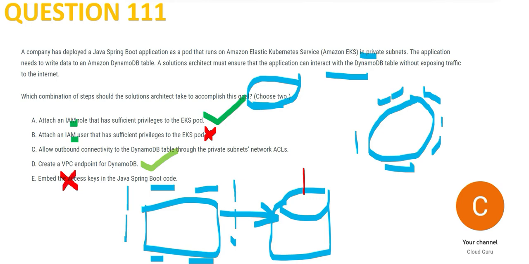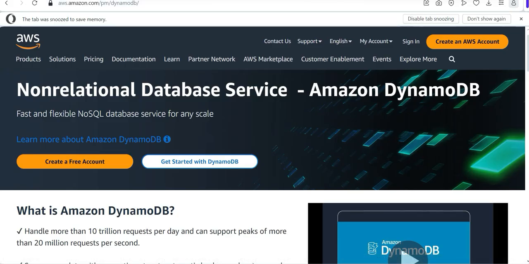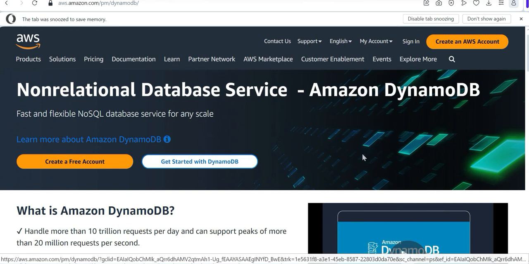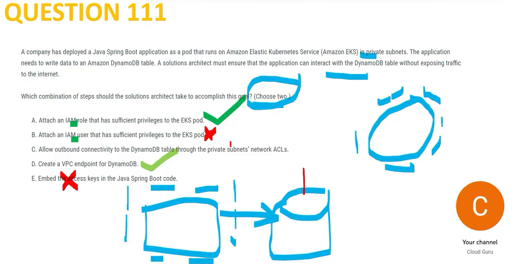Now C says allow outbound connectivity to DynamoDB. See, you want inbound connectivity. The application will write to DynamoDB. That means it has to accept inbound. It is not outbound. So that's why this is wrong. This arrow here is inbound. The application is saying, write the data, give it to me, give it to me. It is not outbound. DynamoDB is not transferring data somewhere else. It is receiving the data from the application.